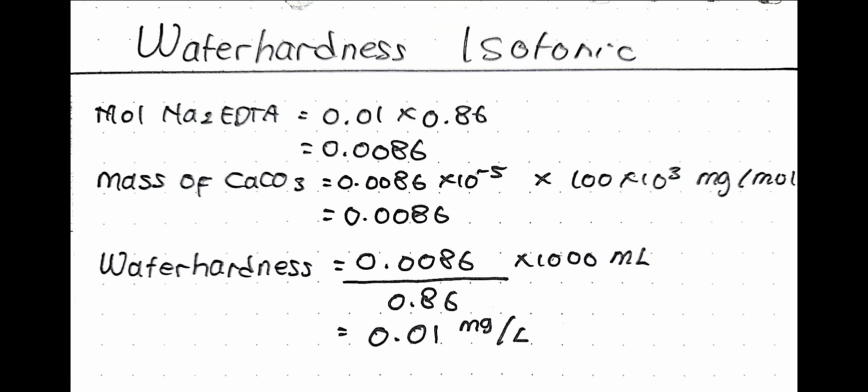Then in the last experiment, we use isotonic water. Using isotonic, we want to know the water hardness in isotonic. So we calculate with the formula, and then we get 0.01 milligrams per liter water hardness of isotonic.